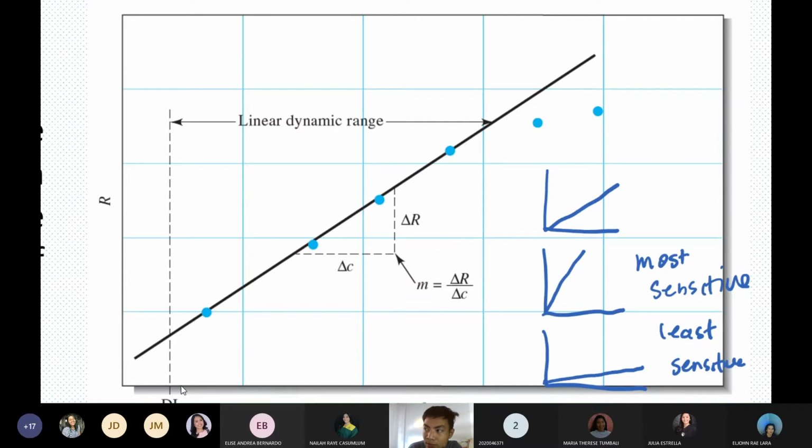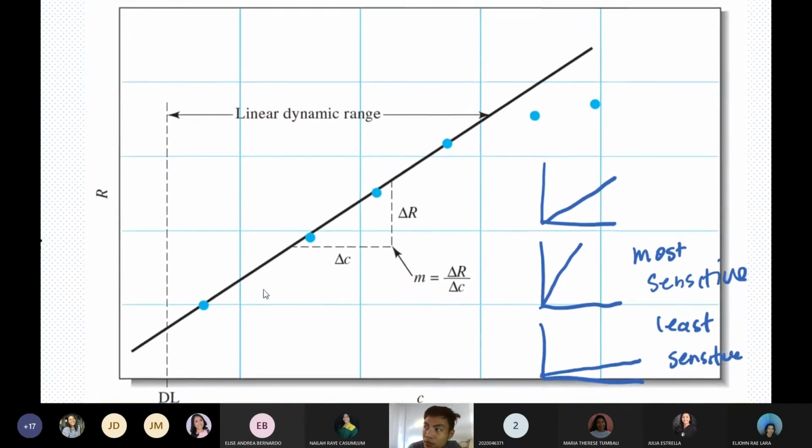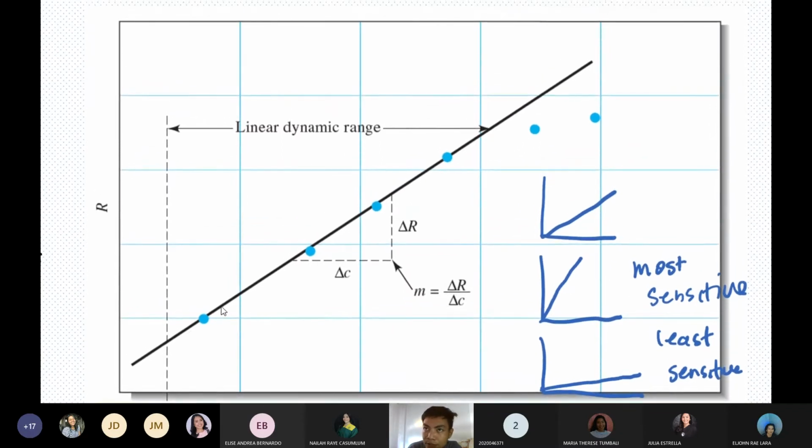Okay. So sir, paano uli nalalaman detection limit? Kunin mo lang yung standard deviation ng curve mo na to. May equation for that.